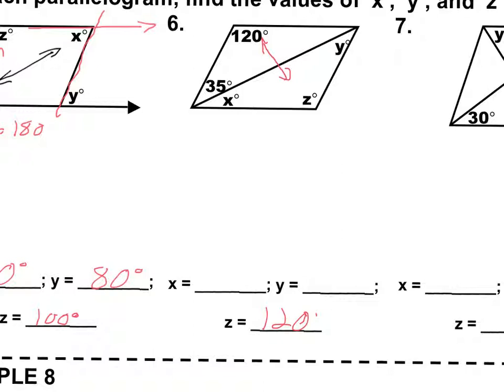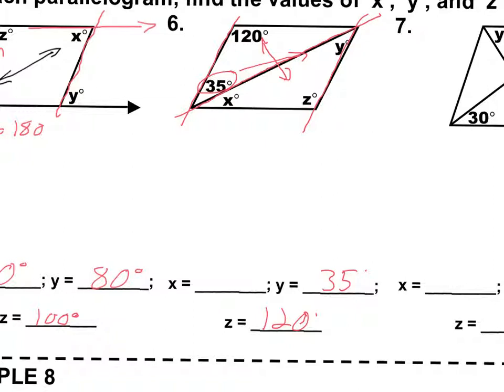What else could we do? Is there a relationship between this 35 right here and that y? If you think about our parallel lines cut by transversal, we've seen a problem like this before. If we've got these parallel lines cut by this transversal, then alternate interior angles are congruent. So y would have to be 35 degrees.